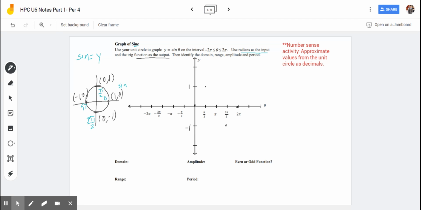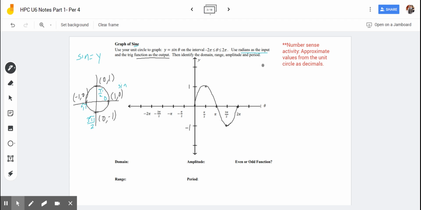If you were to graph y equals sine of theta, it's not a linear type thing like that. There's a curve to it, so we're going to go like a sine curve. This type of behavior is called sinusoidal, because it's a wave like this. So this is one period of sine.